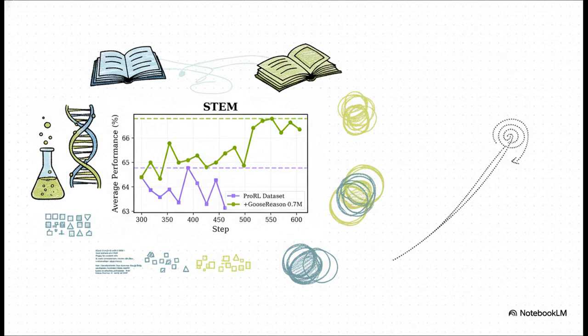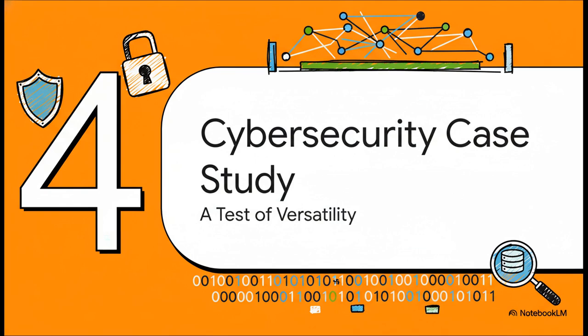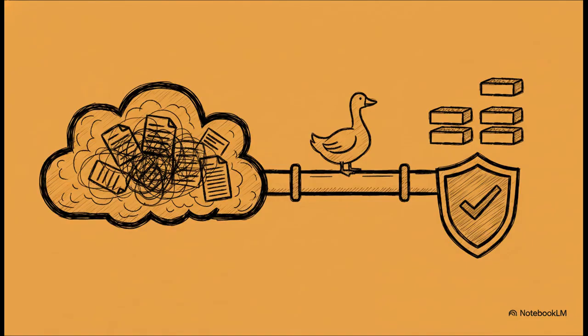By synthesizing new tasks directly from science textbooks, Goose Reason filled that gap and delivered a huge 3.48 percentage point gain over the baseline. Now, to really prove how versatile this method is, the researchers applied it to a completely new, highly specialized domain, cybersecurity. We're talking about an area with basically zero existing RLVR data. This was a true stress test. They used the Golden Goose pipeline to create a brand new data set, Goose Reason Cyber, synthesizing it directly from unstructured web text. Then they took a 4 billion parameter model and trained it on this totally novel data.